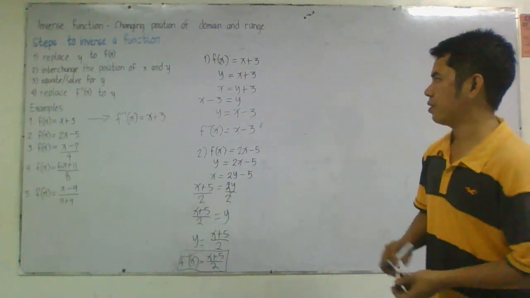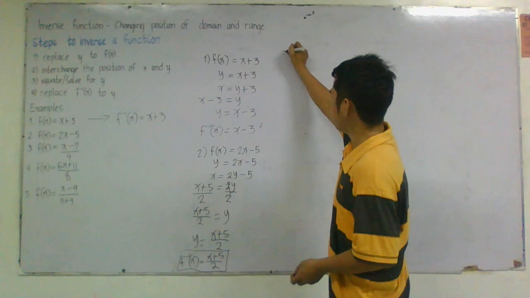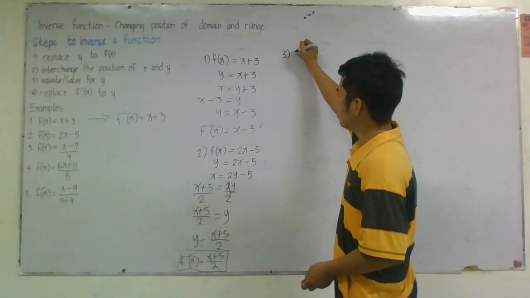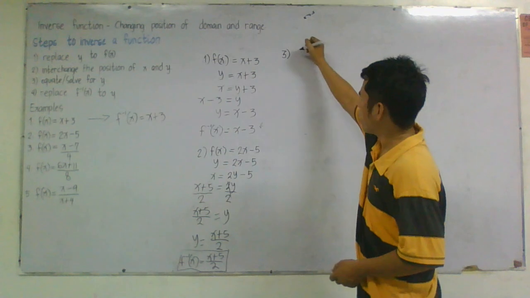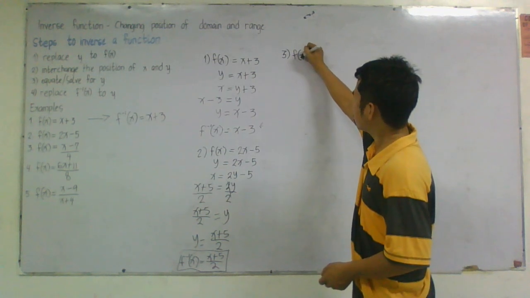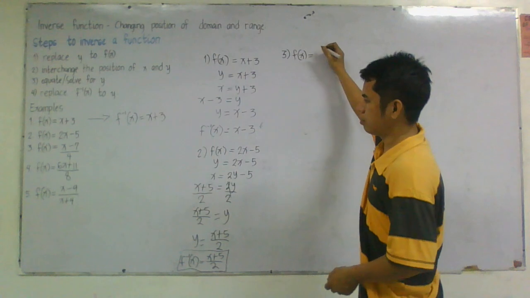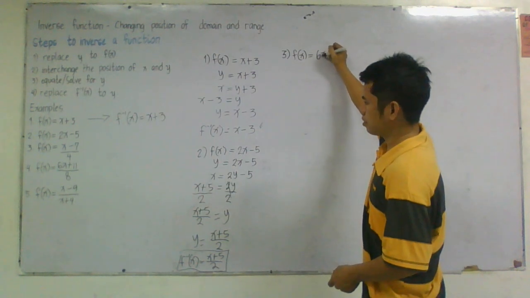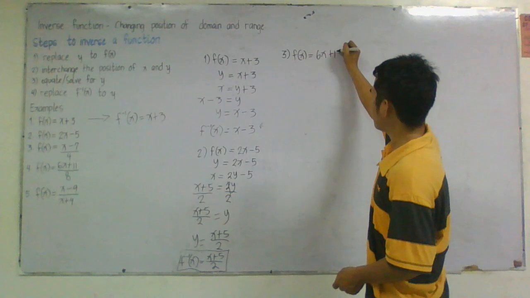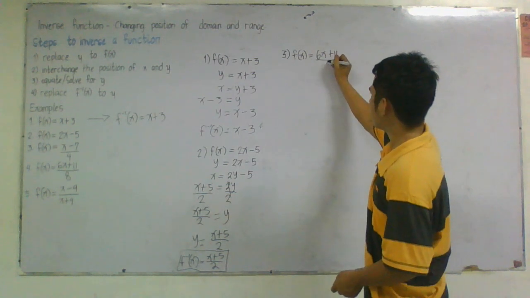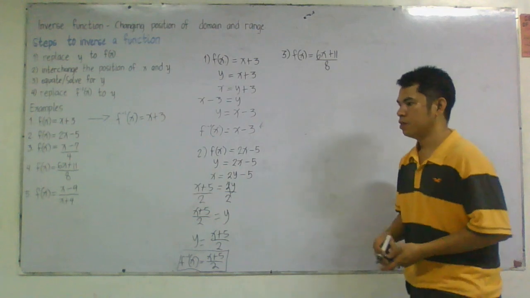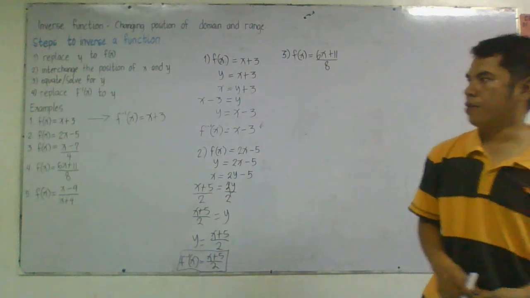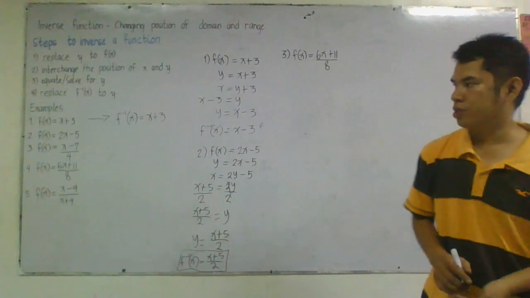So how about number 3? So number 3, we have f of x is equal to 6x plus 11 over 8. Okay? So using the steps to find the inverse function.